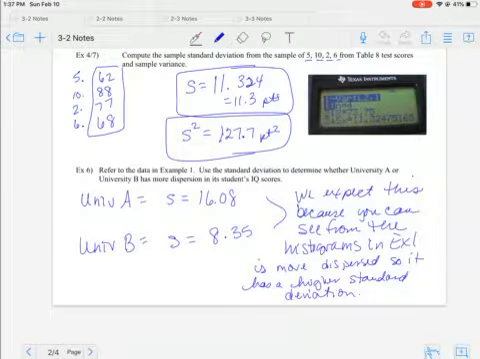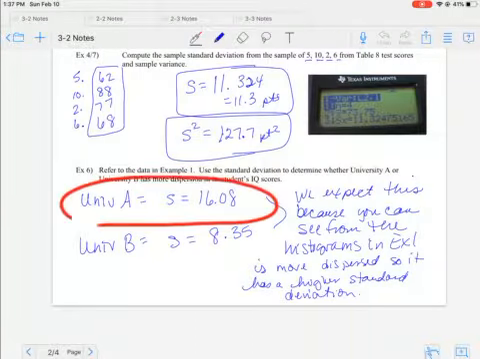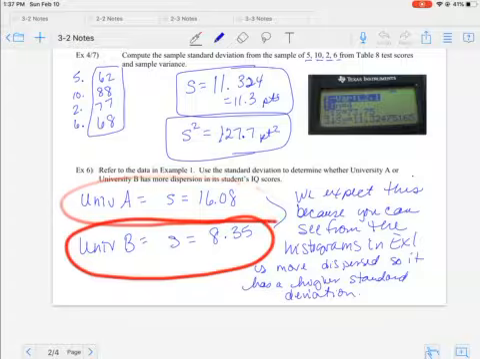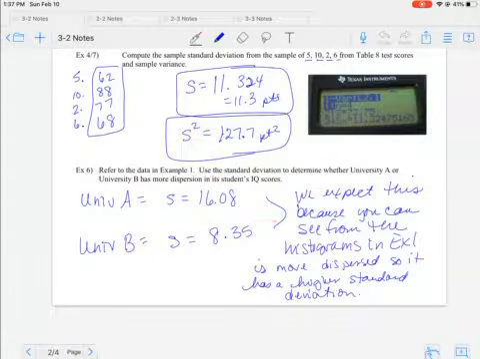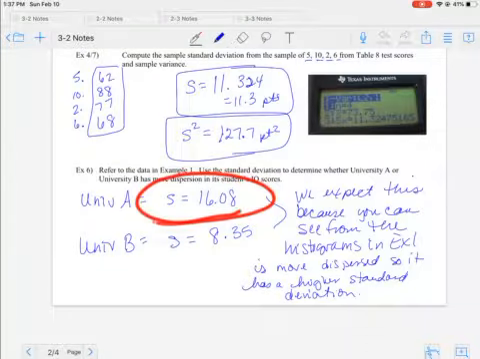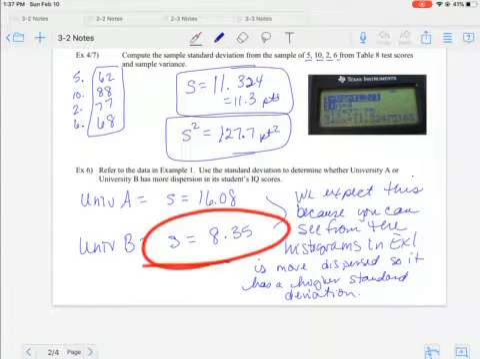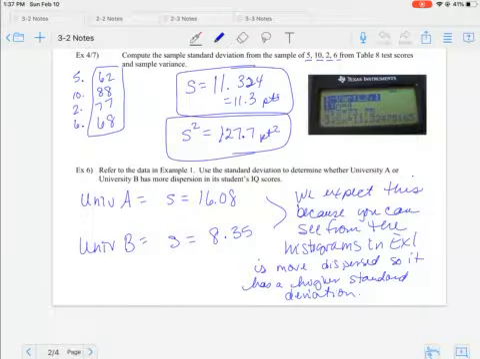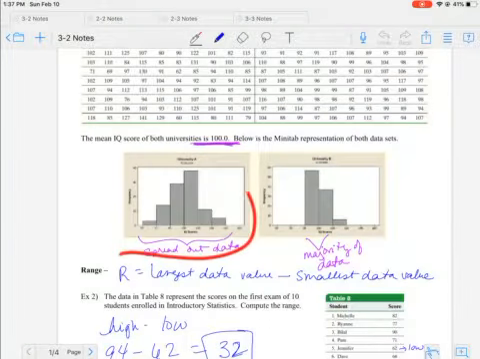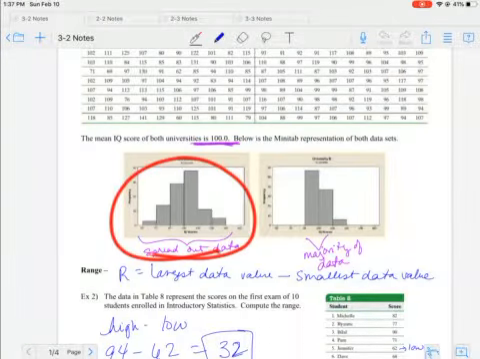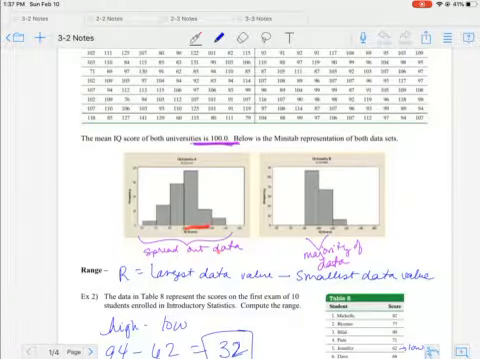Now, for this one, you have those 100 pieces of data in University A and University B. You are welcome to plug all of those into your calculator, and then you can come up with this sample standard deviation. The key to this one is the fact that we already knew the standard deviation was going to be bigger for University A, even though the mean is the same, because as we saw back here, this data is more spread out, therefore you have a larger standard deviation, meaning that it's farther away from the mean.